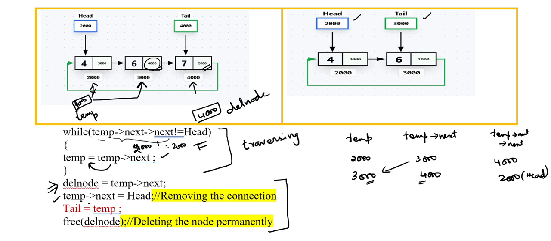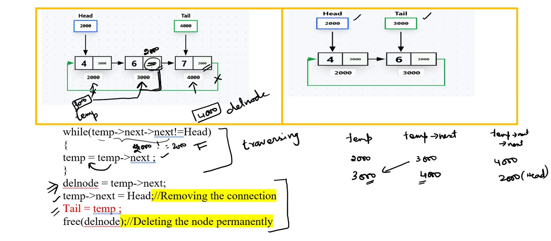And the next step, temp of next is equal to head. This is temp, its next is this part which is equal to head. What is the meaning? 2000 should come here so that it is pointing here. Okay, this part will be removed now. This will link with this, right?